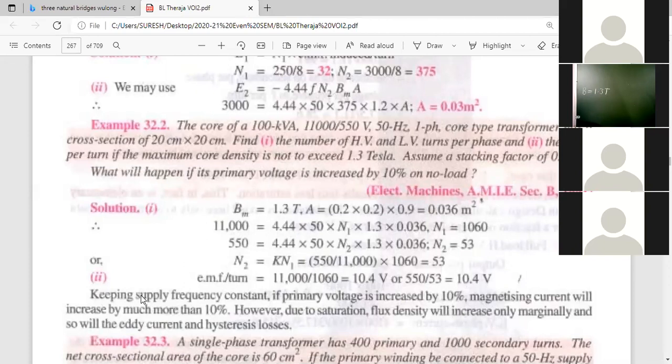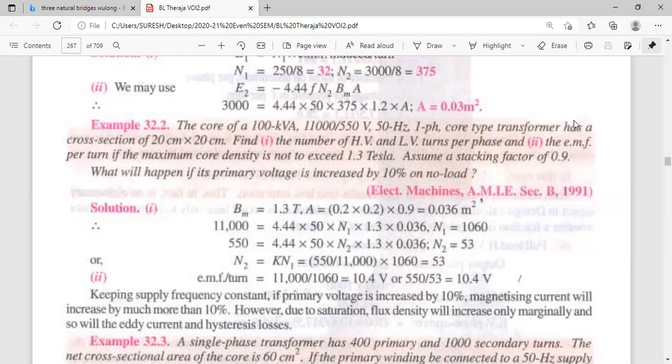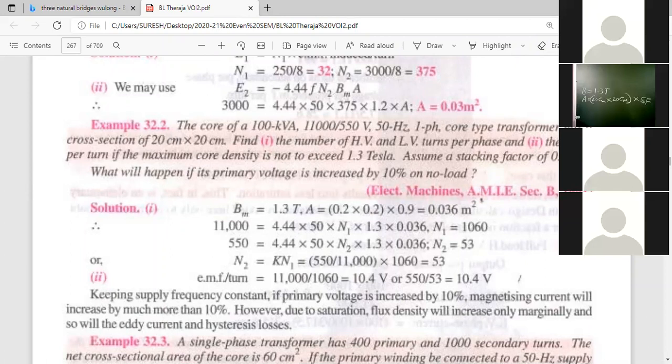He is giving 1.3 Tesla, and the area he is giving is 20 centimeter into 20 centimeter. I am multiplying the area with stacking factor, SF. Stacking factor, how much they are giving? 0.9. Why I will multiply with the stacking factor, see here.